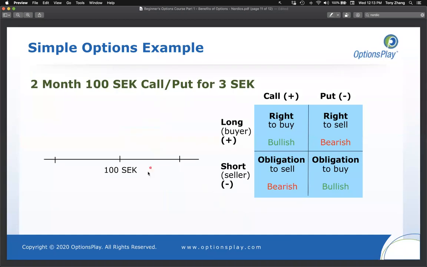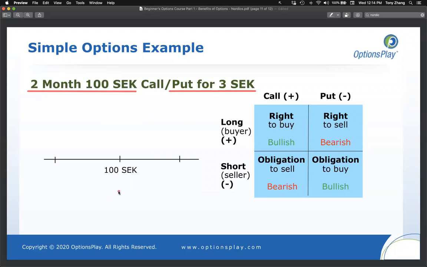So now let's just flip this on a dime, and what you're going to see is that it's going to be the exact same thing, but a mirror image of each other. So let's say now I buy a put option, right? So I buy a 2-month 100 crown put option. In this particular case, I buy the put option also for 3 crowns. And what you're going to see is that a pattern emerges, right? So what happens if the stock stays at 100 crowns?